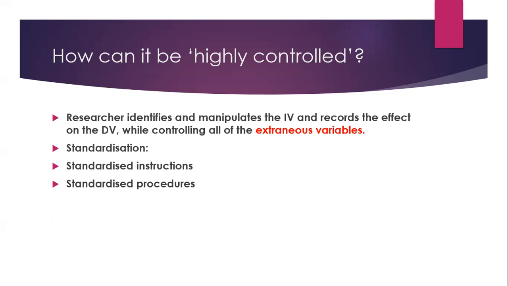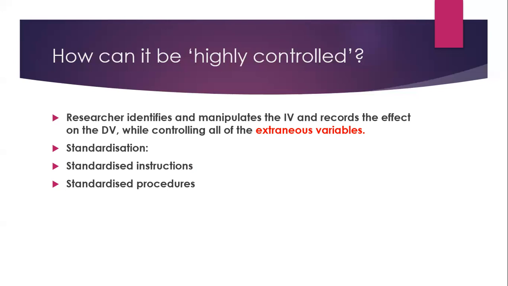Because if they do, we would refer to them then as confounding variables. And that says, well, actually, there was something else, some other variable that actually affected the DV, not just the IV, and we don't want that to happen. So that's why we need that high level of control.